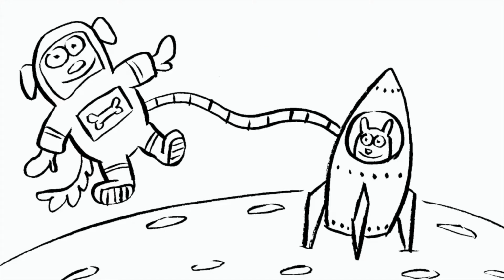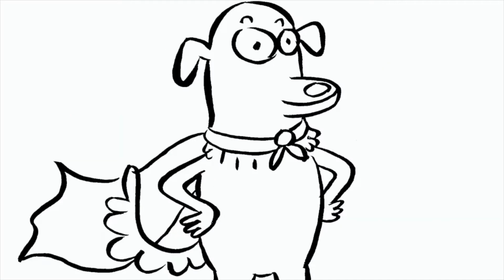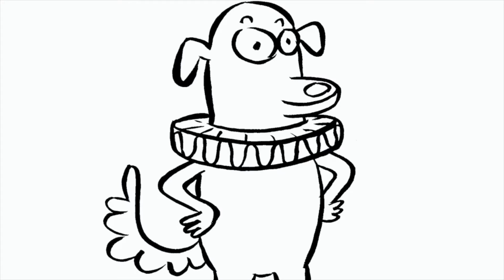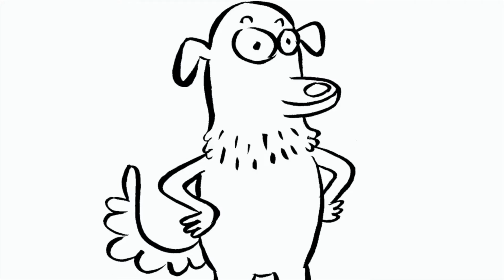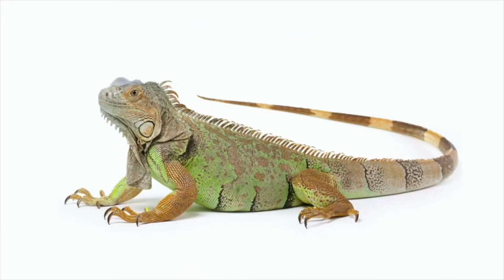Of course, in order to draw your character, you'll need to know what kind of clothing he or she wears. Does your character wear a cape? Or perhaps your story takes place in Europe in the 1600s, and your character wears a neck ruff. Or maybe your character is not wearing clothes at all. This may be the case if your character is an inanimate object, like a food item, or if it's an animal, but probably not if it's a person.